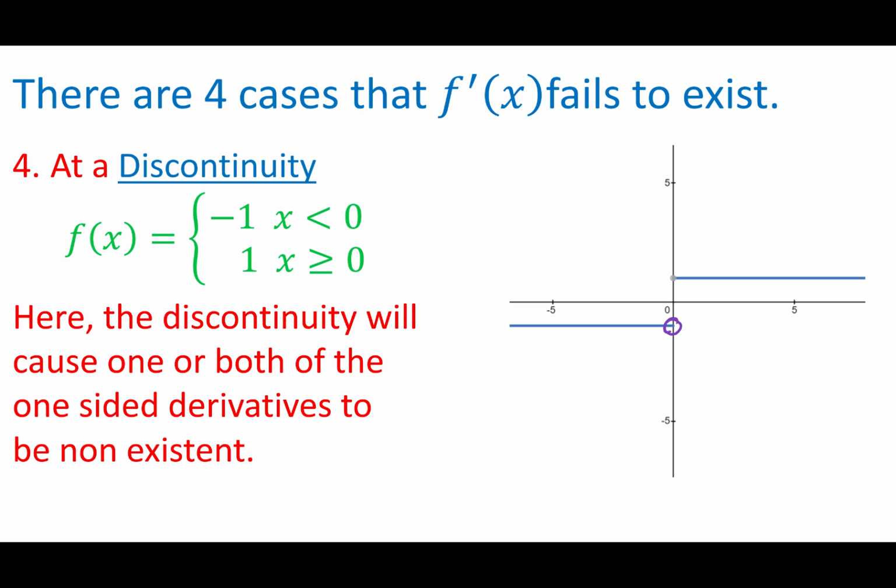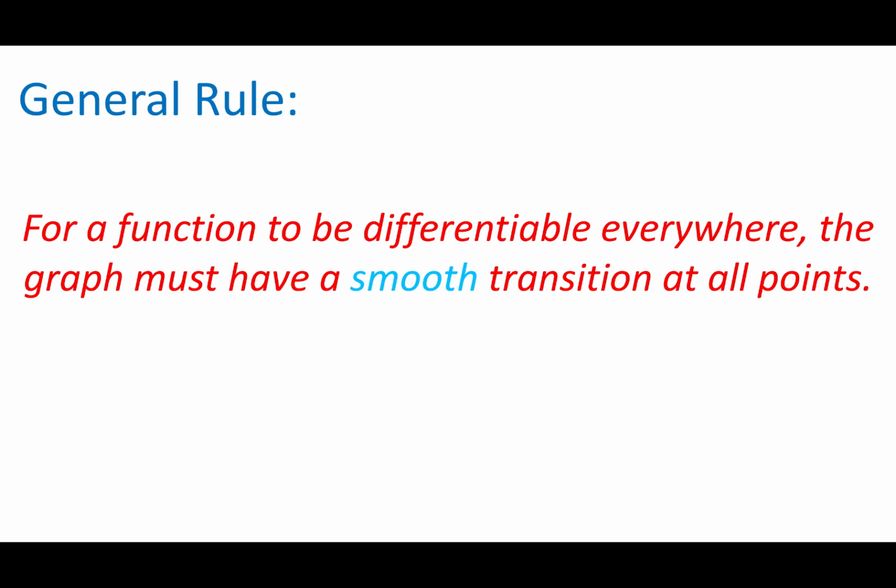Okay, so these are the 4 cases that we're going to work with: a corner, a cusp, a vertical tangent, or if there's any discontinuity, our derivative fails to exist at that point. That does not mean we couldn't restrict the interval to only the continuous portion and find our derivative there, but specifically at these points, it fails to exist. Okay, so in general, and you'll hear me say this several times, for a function to be differentiable everywhere, the graph must have a smooth transition at all points.